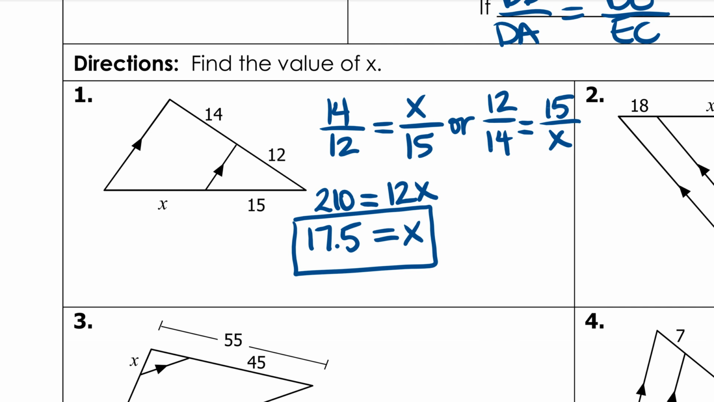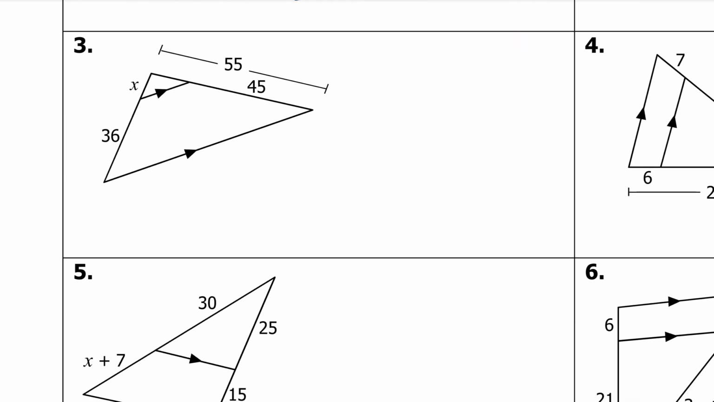Okay, let's jump to number 3. So notice on number 3, we're missing a piece of information from this picture. We don't know the length of this little segment, but they told us the length of the whole side is 55, and part of it is 45. So if I do 55 minus 45, then this piece is going to be 10. Which is what I need. I need the little pieces of the side of the triangle to set up my proportion.